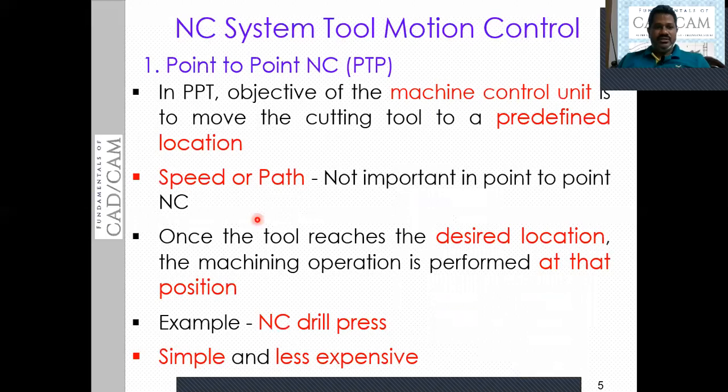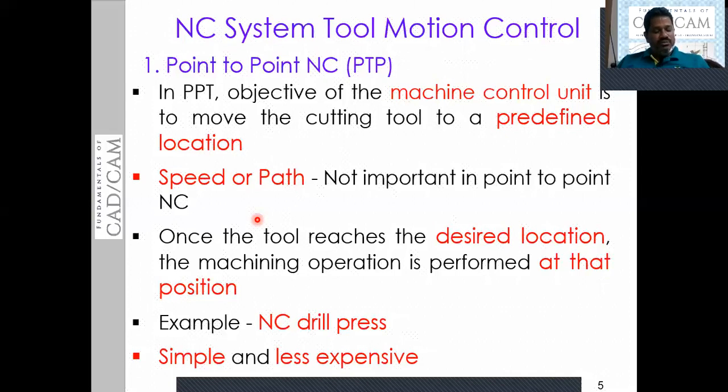When we come to point to point NC, or PTP, the objective of point to point control is to move the cutting tool to a predefined or desired location, or from one location to another location. Similar to any other controlling system, PTP is also a machine control system in which the tool is going to move from one point to another point, or from one point to the desired location. That is the objective of PTP.